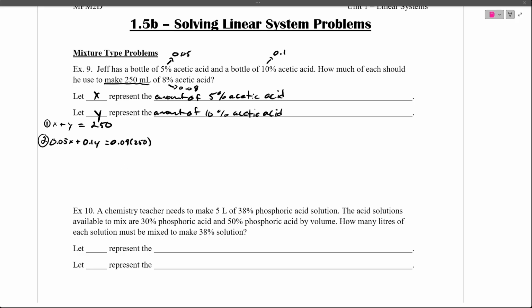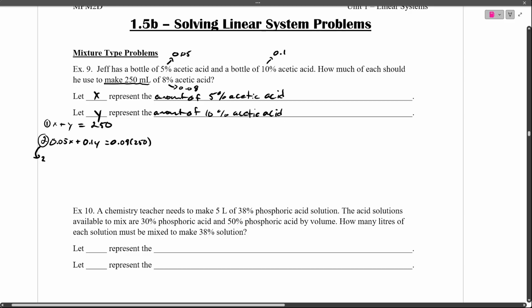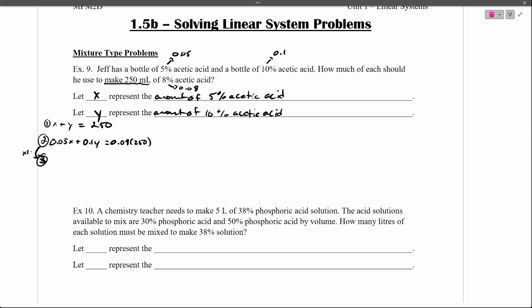So what we want to do is, of course, use substitution or elimination. And the easiest thing to do in this case would be to get some of the values to line up and make sure that we can use elimination. So I could multiply the whole thing by 100, and that would get that 0.05 up to a 1. Or I could just multiply everything by 10 and bring this 0.1 up to a 1. And then the y's would match. So let's do that. Let's make equation number 3 by multiplying equation number 2 by 10.